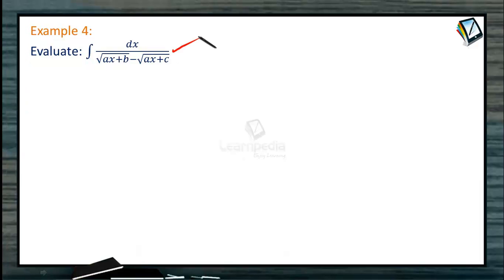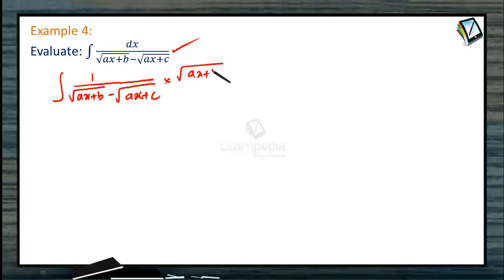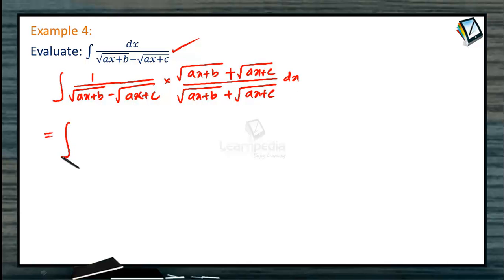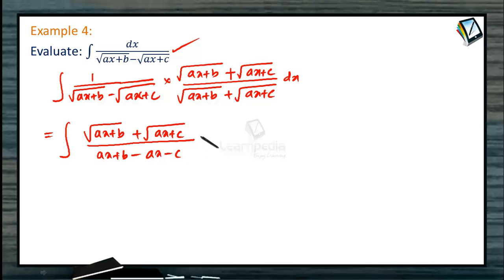Next let us go to example number 4, the integral of 1 by root of ax plus b minus root of ax plus c. As it is an irrational quantity, let us go for rationalization. Multiply and divide by its conjugate, that is root of ax plus b plus root of ax plus c, by root of ax plus b plus root of ax plus c, dx. That implies the integral where the numerator is root of ax plus b plus root of ax plus c, and the denominator is ax plus b minus ax minus c, dx.